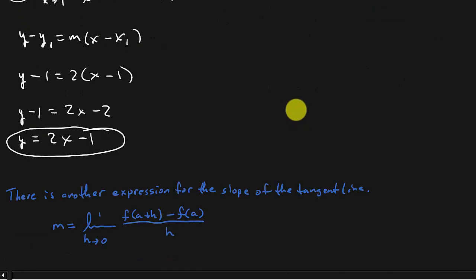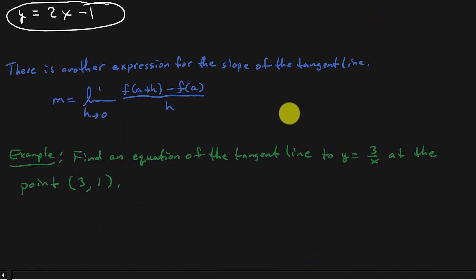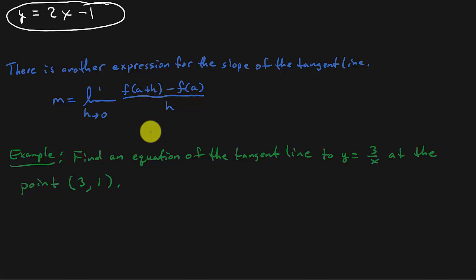All right, so we have another expression for the slope of the tangent line: m is equal to the limit as h goes to 0 of f of a plus h minus f of a over h. This is an alternative, another way that you can find the slope using this form here.